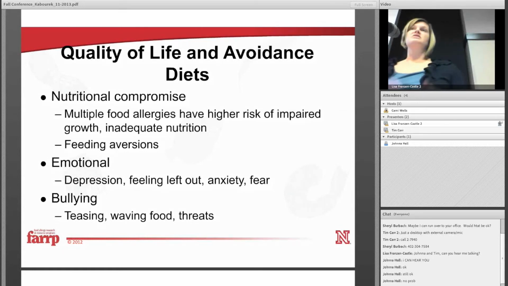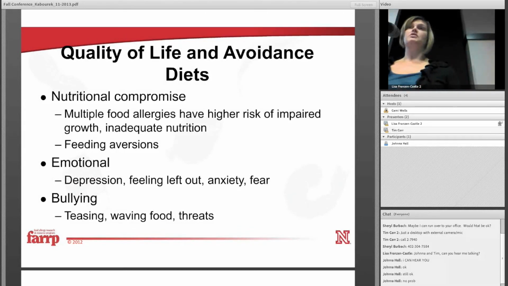So there's a lot of counseling that has to go on with families, because it's not just them taking care of their child. It is school, it is daycare, it is the neighbor's house, it is friends across the street, it's cousins on the camping trip. I mean, it goes on and on and on.